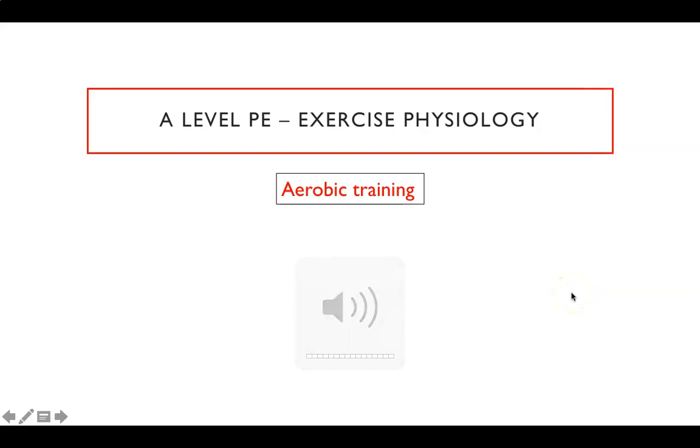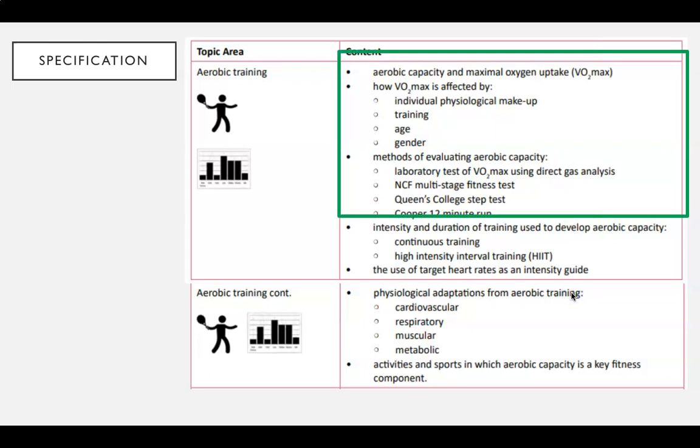Hello and welcome to this second screencast on aerobic training. So we've currently looked at aerobic capacity and maximal oxygen uptake, how VO2 max is affected by the following on this list, as well as evaluating different aerobic capacity tests. So today we're going to be concentrating on continuous training, high intensity interval training, and the use of target heart rates as an intensity guide.